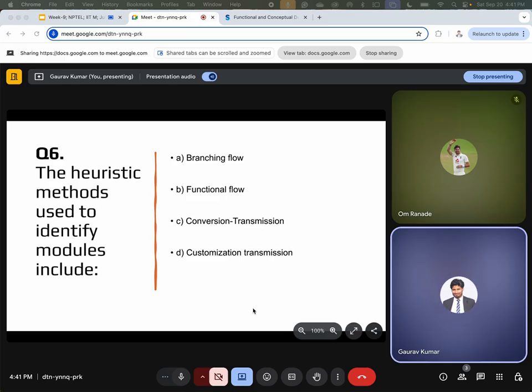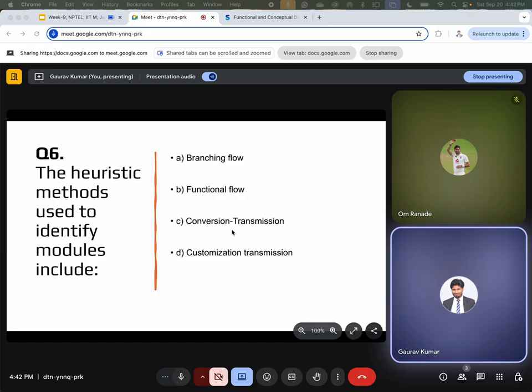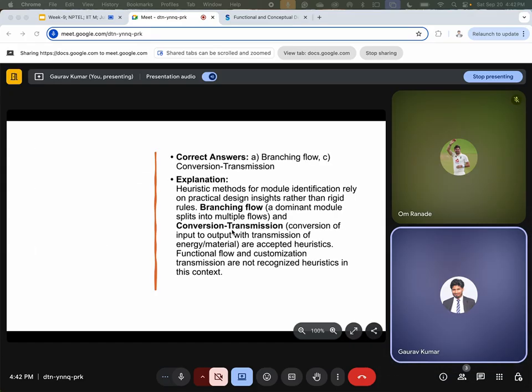Question number 6. The heuristic methods used to identify the modules include branching flow, functional flow, or convergent transmissions or customization transmissions. C. Convergent transmissions. Okay. But the right answer is the branching flow and convergent transmissions. Both A and C are the right answer.